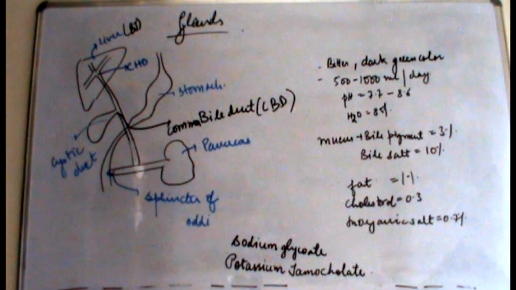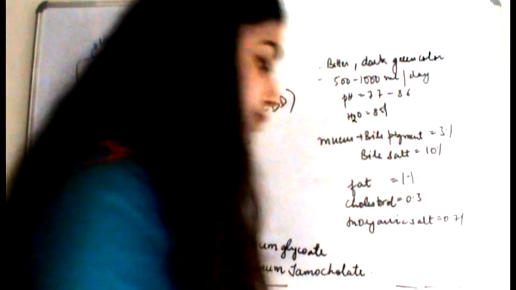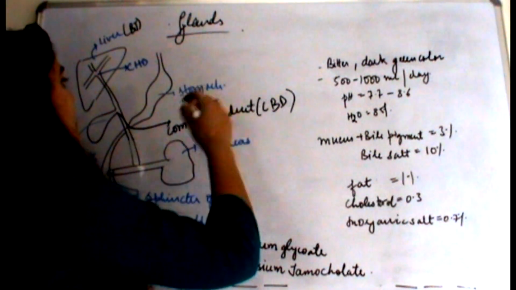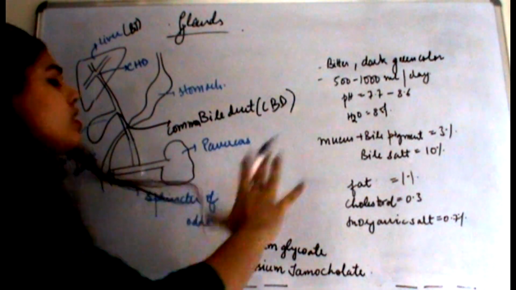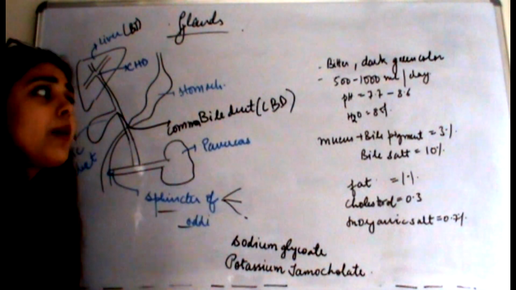Let me just change the marker, guys. So what happens now, as soon as this secretion is done, the sphincter of Oddi is opened and bile juice is released. What happens?